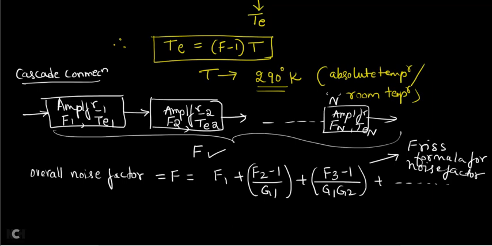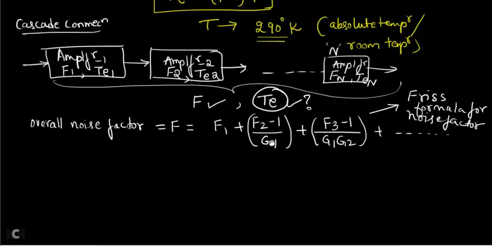Now by using this, let us derive the equation for noise equivalent temperature. What do we need to derive? Taking all the n amplifiers connected in cascade, we have to find the overall noise equivalent temperature. The noise equivalent temperature of the first amplifier is TE1, the second amplifier TE2. Like that, what will be the total noise equivalent temperature of all the amplifiers? That total TE we have to calculate.